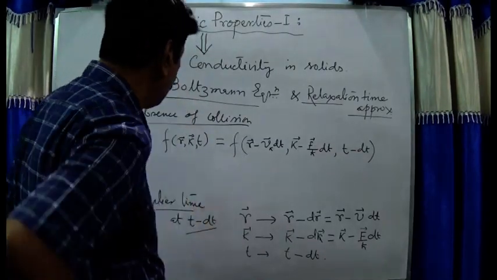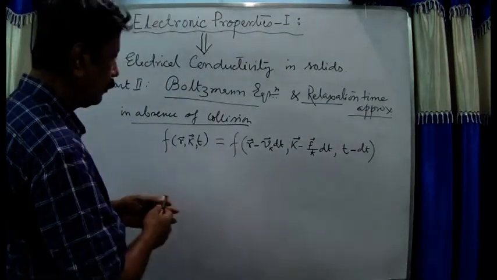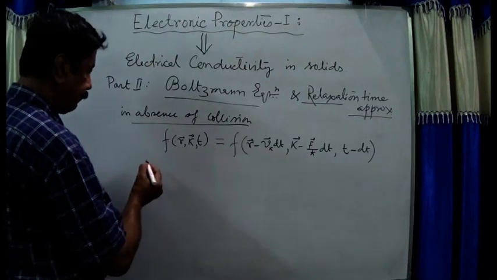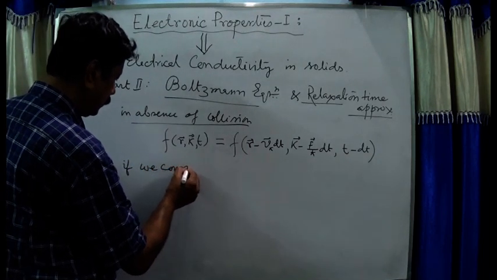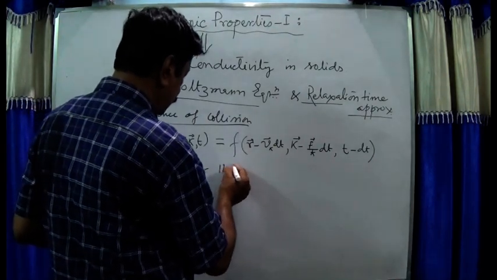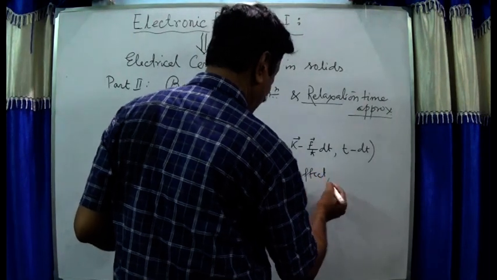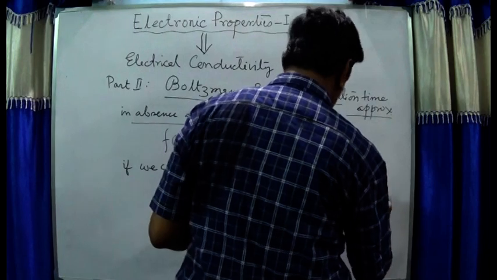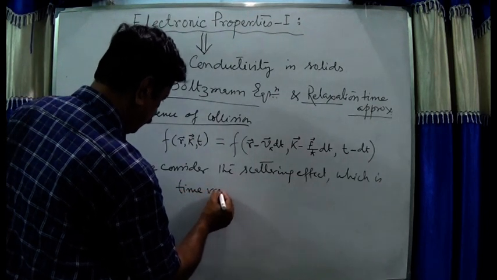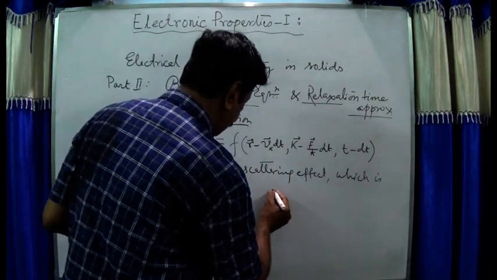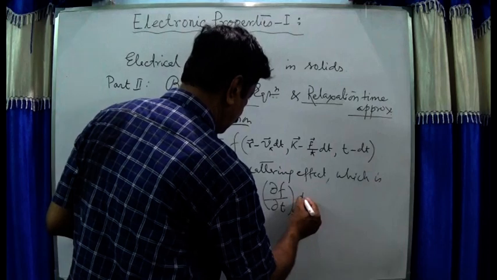Now, if we consider the conditional term, which is the time varying part, if we consider the scattering effect, which may be time varying, it can be written in this way, say del f del t scattering into dt.